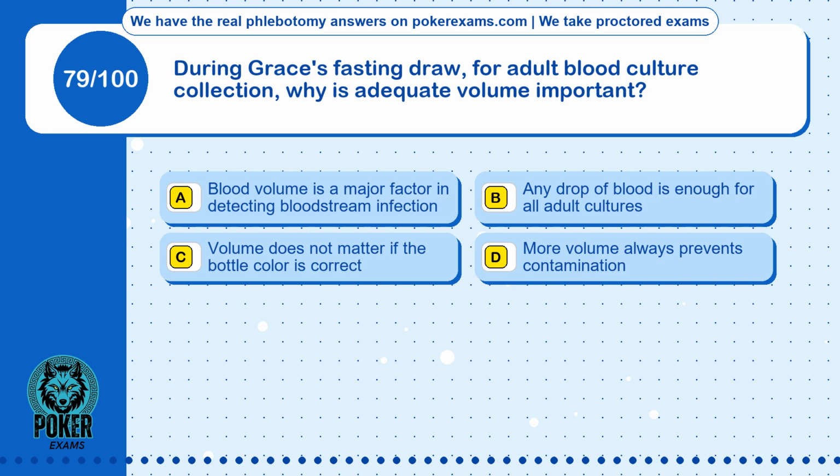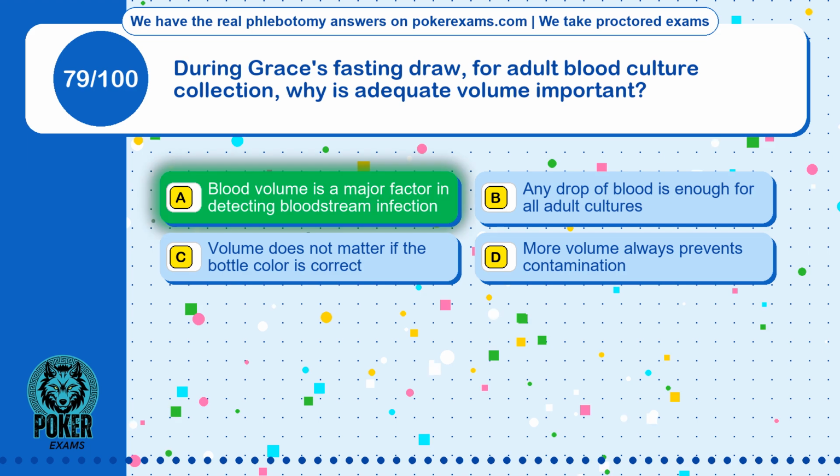Question 79. During Grace's fasting draw, for adult blood culture collection, why is adequate volume important? Option A. Blood volume is a major factor in detecting bloodstream infection. Option B. Any drop of blood is enough for all adult cultures. Option C. Volume does not matter if the bottle color is correct. Option D. More volume always prevents contamination.